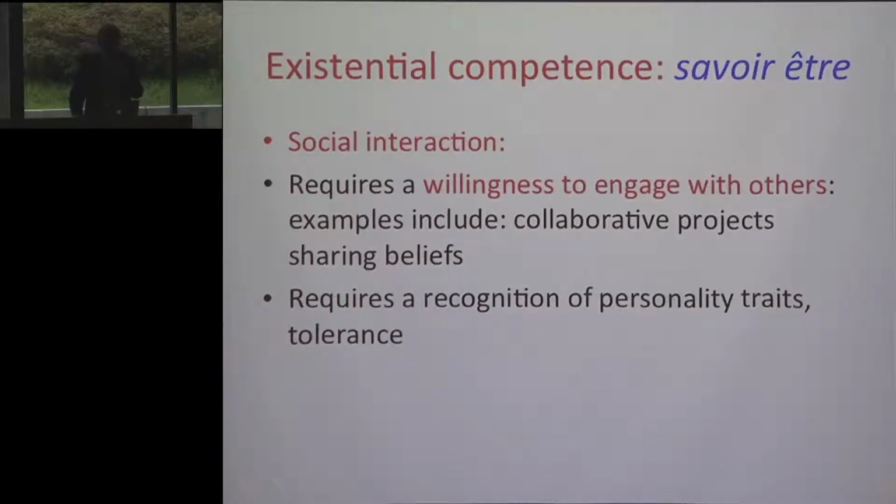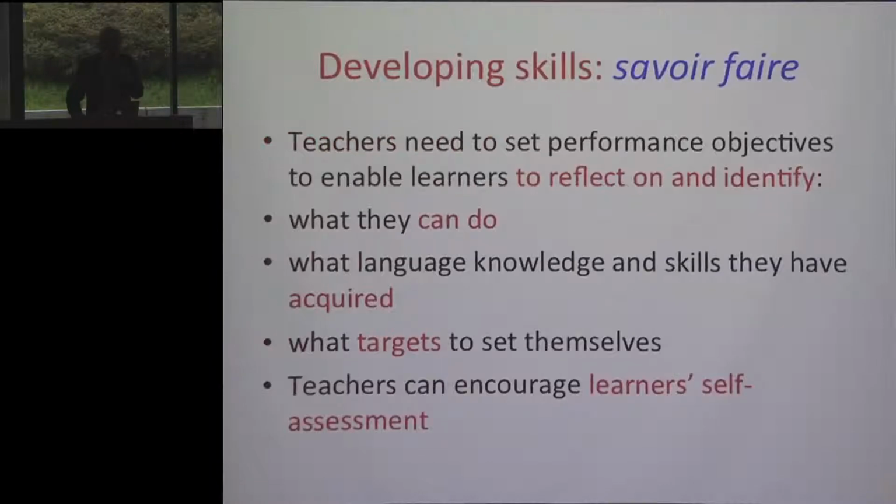All the people with whom we communicate have different personalities. Some of them are tolerant, some of them are intolerant. We need to be able to recognize this and to respond to it appropriately. In other words, teachers, I believe, need to set performance objectives which help our learners think about, reflect on, and identify what they can do, not just in language terms, but what they can do in terms of the language that they're learning in social interaction and with other people.